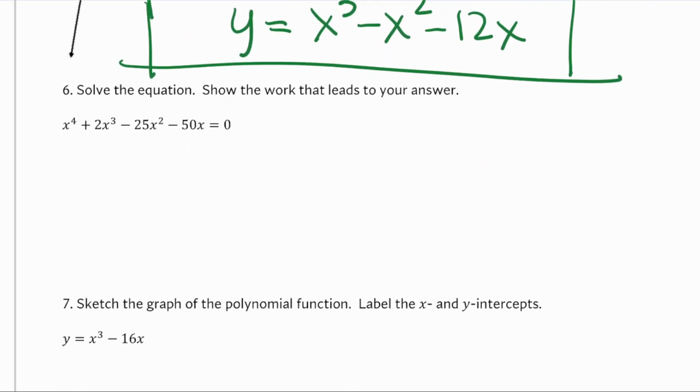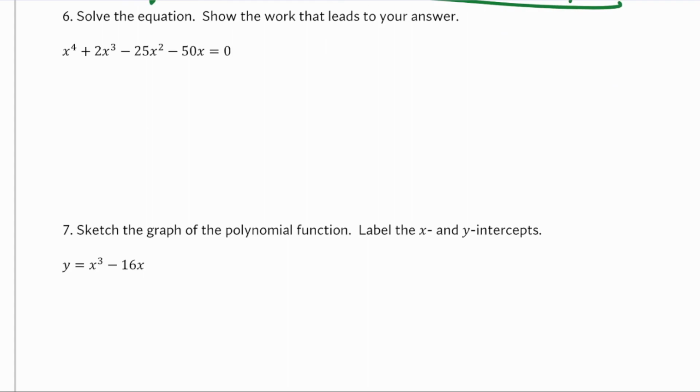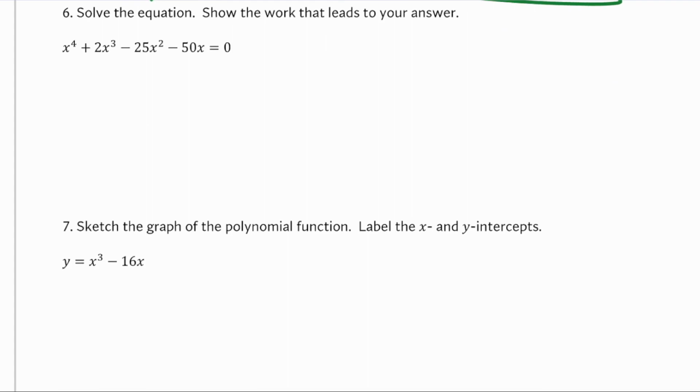Okay. Now we're going to solve this equation. And so I'm seeing 4 terms, so I'm thinking to myself, hopefully we can do group and factor on this. And there is a greatest common factor, there's x, so I'm going to start with that. 2x to the 2, negative 25x to the 1, and negative 50.